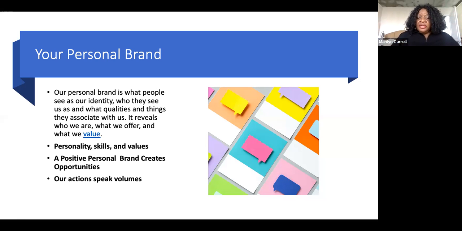So what is included in values? Your personality, your skills, your values. A positive personal brand creates opportunities, guys. Our mindset has to be positive about what we're doing.